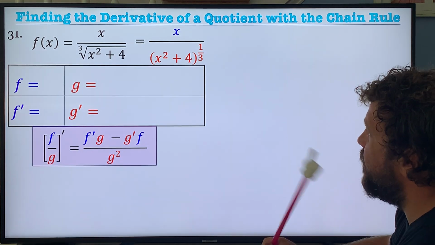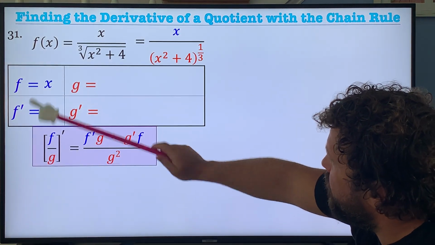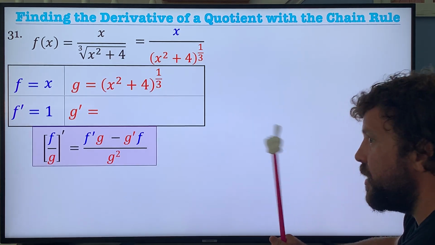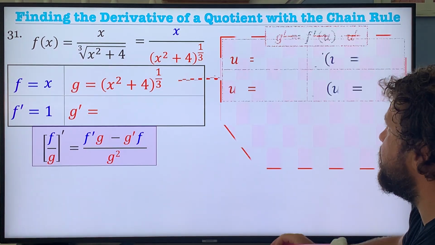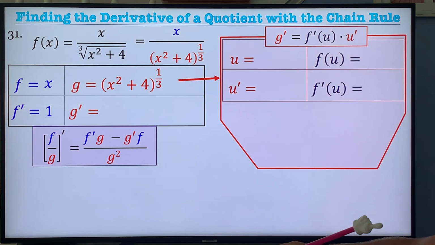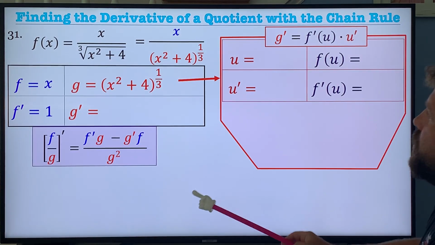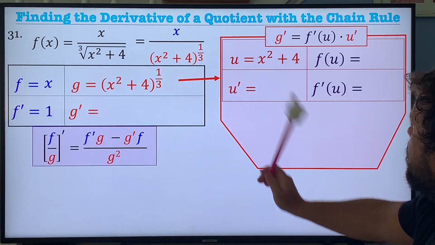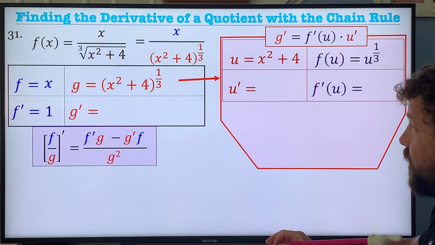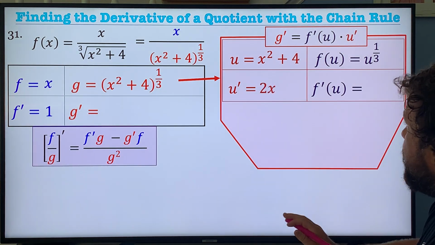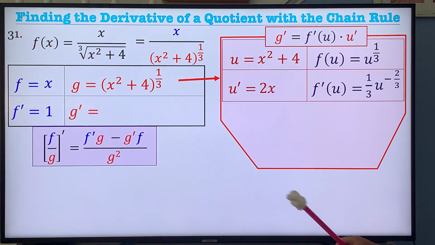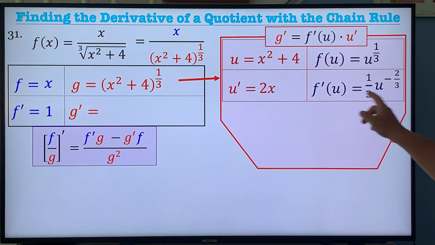What's your f? F is the numerator, which is x. F prime is 1. G is the denominator, x squared plus 4 to the 1/3 power. Because I'm raising this to the 1/3 power, I have to use my favorite rule, which is the chain rule. U, x squared plus 4. F of u, u to the 1/3 power. All right? U prime, 2x. F prime u, 1/3 u to the negative 2/3. Okay? Because 1/3 minus 3/3 is negative 2/3.